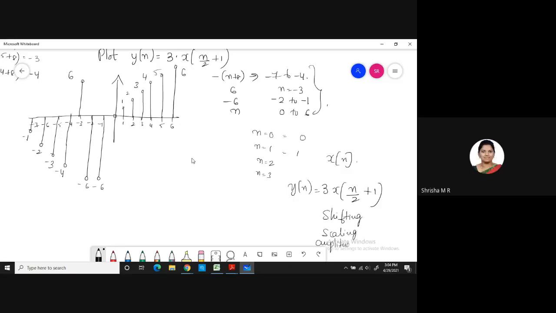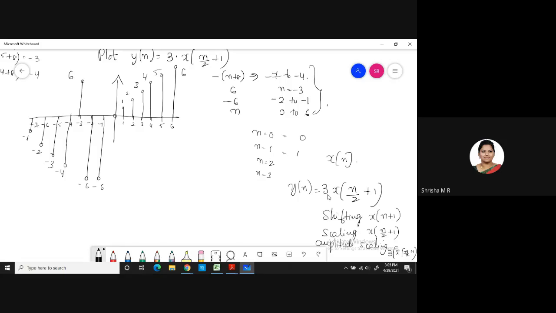Shifting. Amplitude scaling. If you have amplitude minus 1 plus 1, if you have minus here and you get plus, that is shifting. Else it is scaling only. Amplitude scaling, you call this. So shifting we will do first: x of n plus 1. Later we'll do x of n by 2 plus 1. Then we'll multiply the amplitude with 3: 3 times x of n by 2 plus 1.